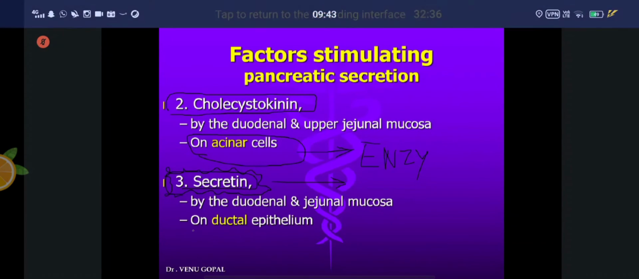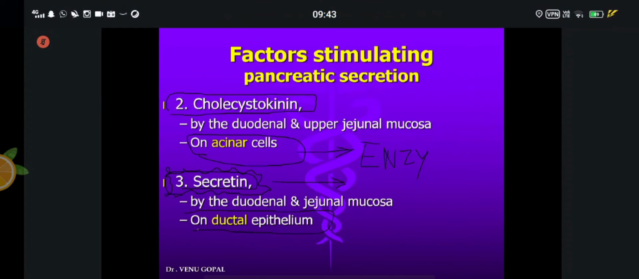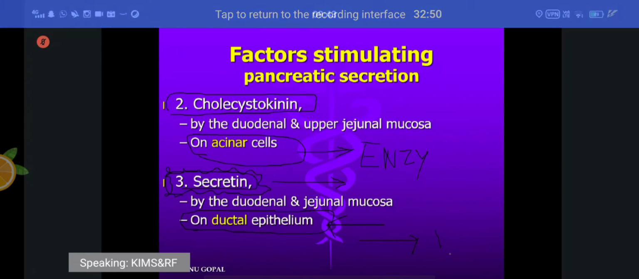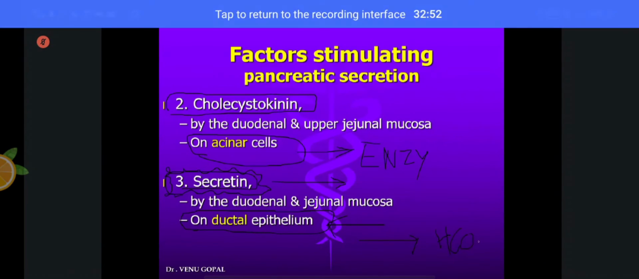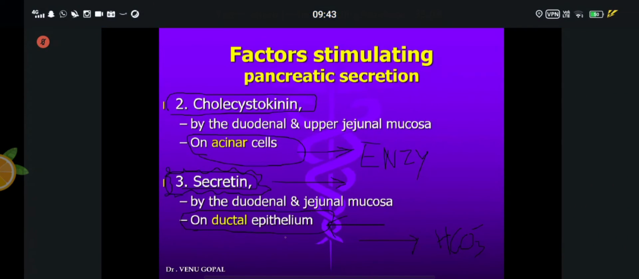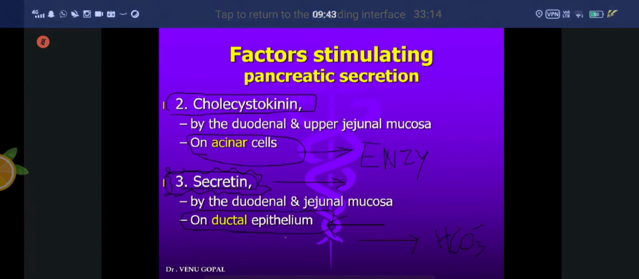It is acting on ductal epithelium, not on the serous cells. Ductal epithelium. So what is it going to produce? Bicarbonate and water. This is the possibility. Is it clear? You need to remember these 3 things very keenly: acetylcholine, cholecystokinin, secretin. The first 2 are acting on serous cells. The third one, which is the most key and important, is acting on ductal cells to produce bicarbonate.